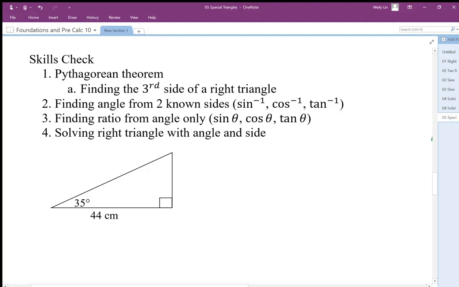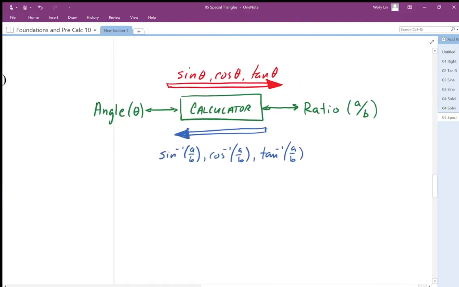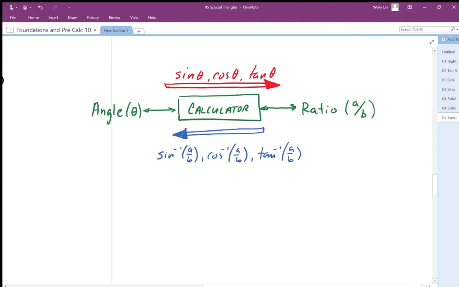Another skill we need is to be able to find an angle from known sides, and finding a ratio from the angle only. So from the 2 known sides, we use the inverse ratios: inverse sine, inverse cos, inverse tan. So if I give inverse sine or arc sine the ratio, I get an angle. And the reverse is true here. If we have the angle, we put it into the sine function, and we're going to get the ratio. Essentially it's going to look like this. If I have the ratio, I'm going to go in this direction. I'm going to use my calculator.